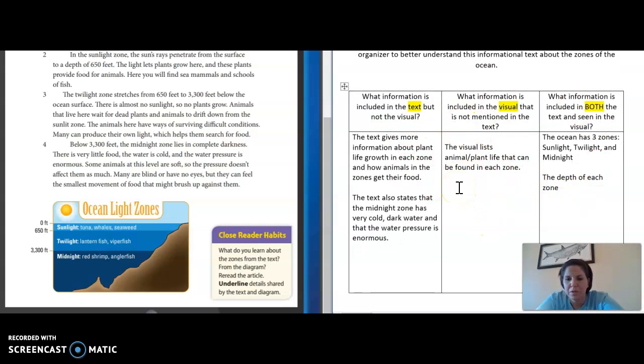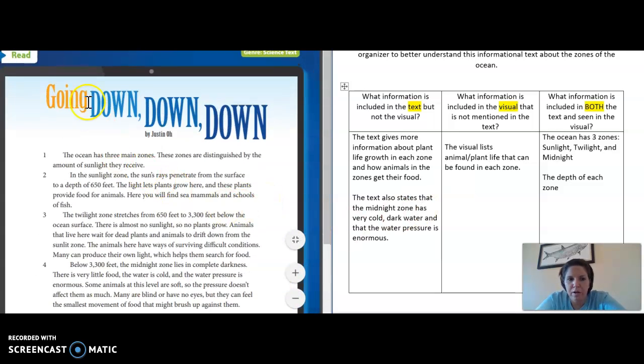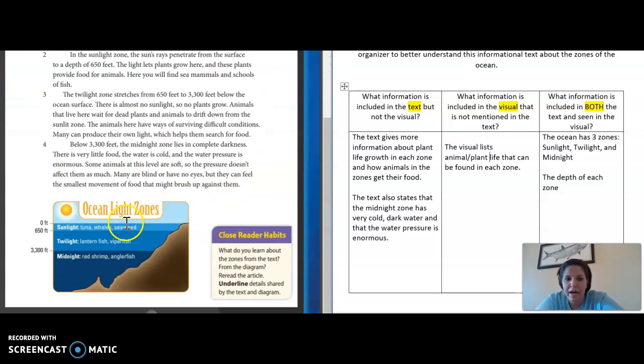Again, just keeping in mind that the reason that we take time to do this, boys and girls, is not just so that we can complete a graphic organizer. Our ultimate goal is that we learn a little bit more about the three zones that are in our ocean, right? That we learn more from this text going down, down, down, further and further to the ocean floor. That is, after all, our goal in 4th grade: to read to learn, right? So now we've learned more information, and the purpose of that is to better help us understand and comprehend what we've just read.